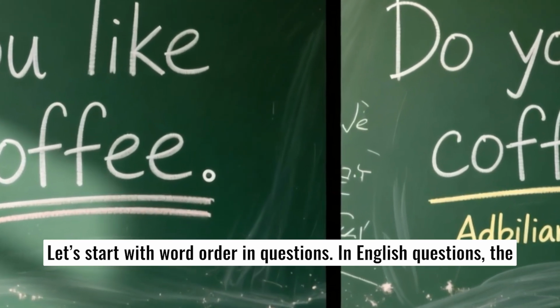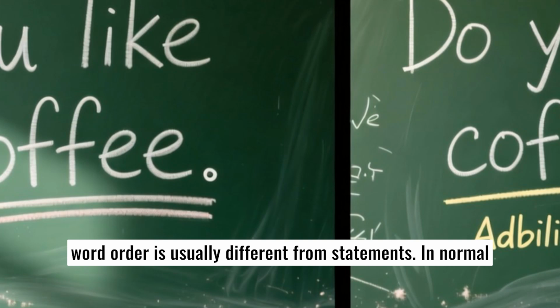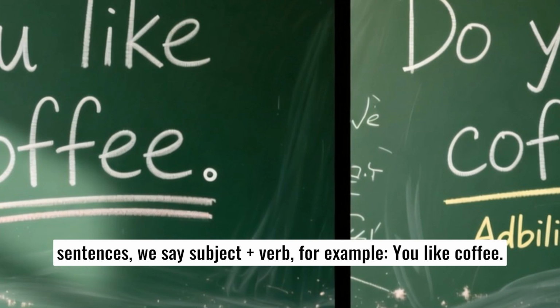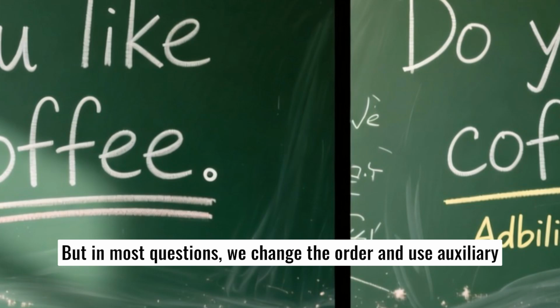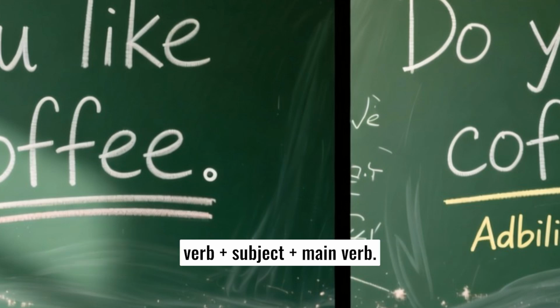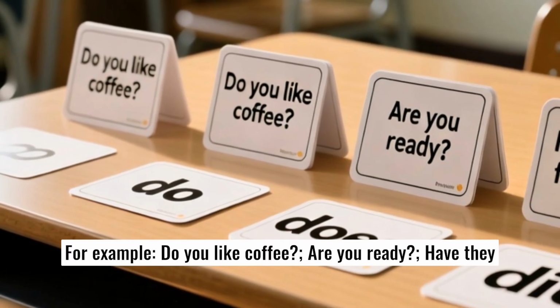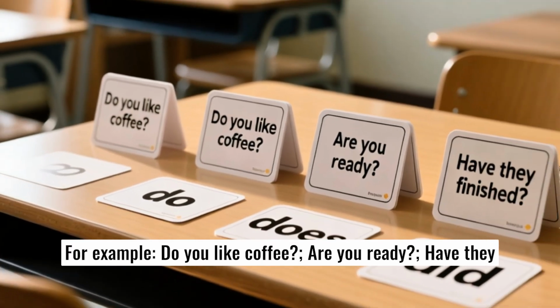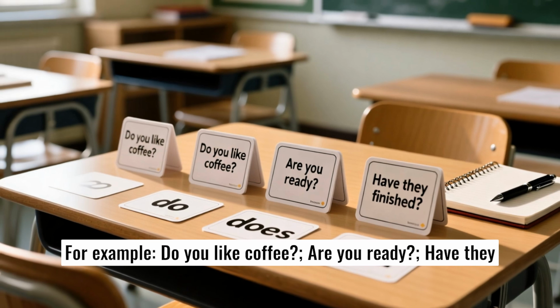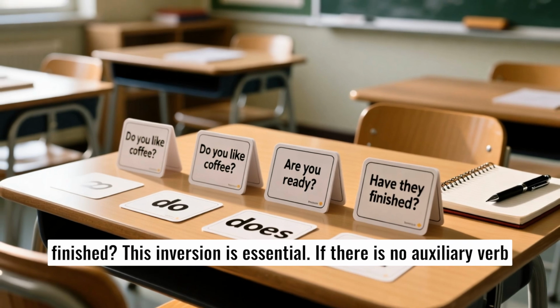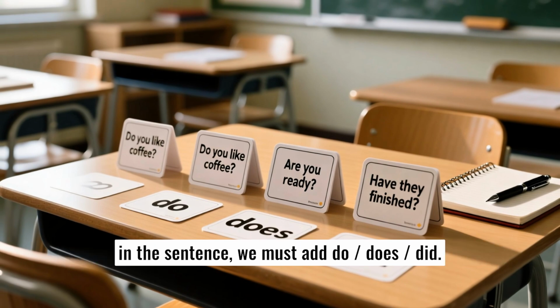In English questions, the word order is usually different from statements. In normal sentences, we say subject plus verb, for example, you like coffee. But in most questions, we change the order and use auxiliary verb plus subject plus main verb. For example, do you like coffee? Are you ready? Have they finished? This inversion is essential. If there is no auxiliary verb in the sentence, we must add do, does, did.